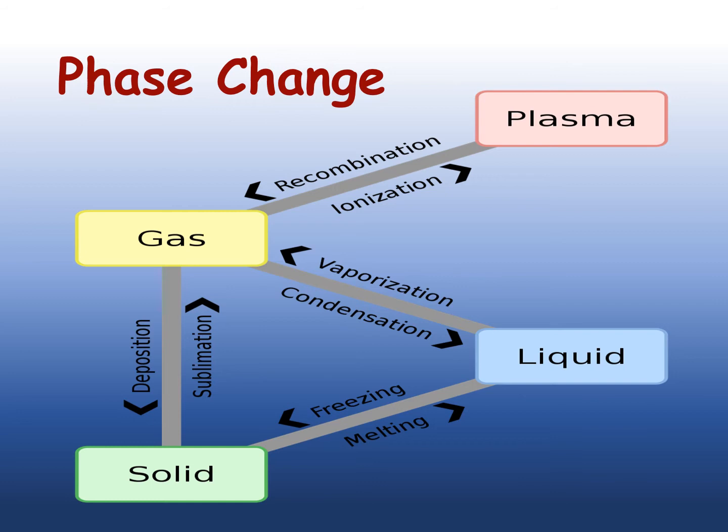In this diagram, vaporization means evaporation, and recombination is another term used for deionization.